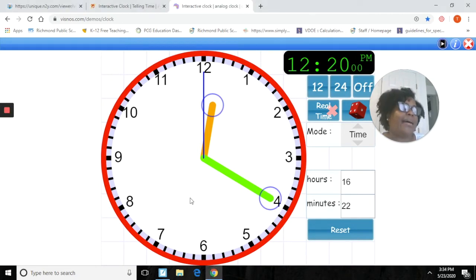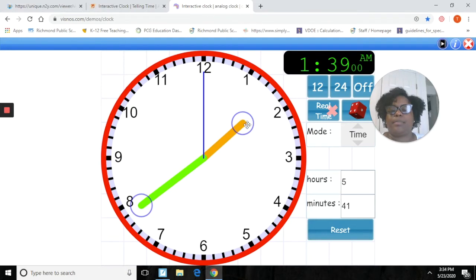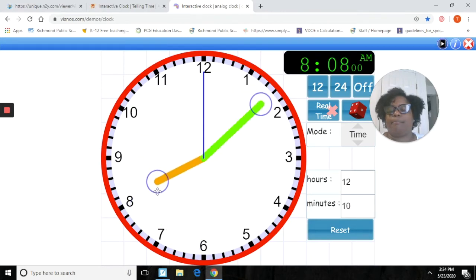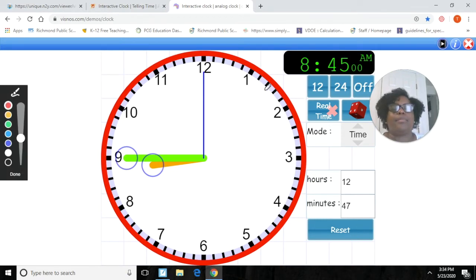Okay, so let's look at our next time, okay? All right, let me see if I can get it right on this one. Okay. You probably, because you're so smart, I know you already know what time it is. Miss Epps thinks she's going to fool you, and she's not. What time does our clock say?